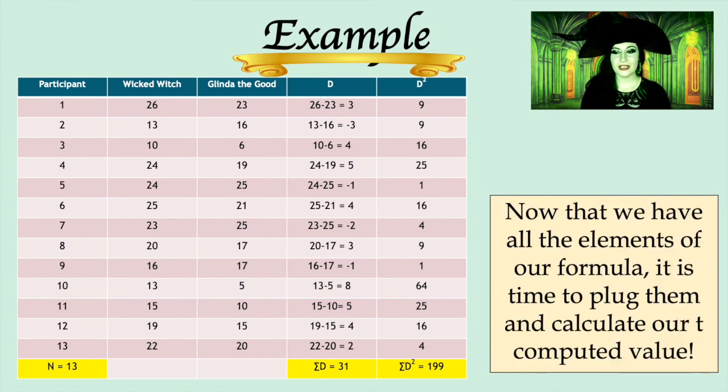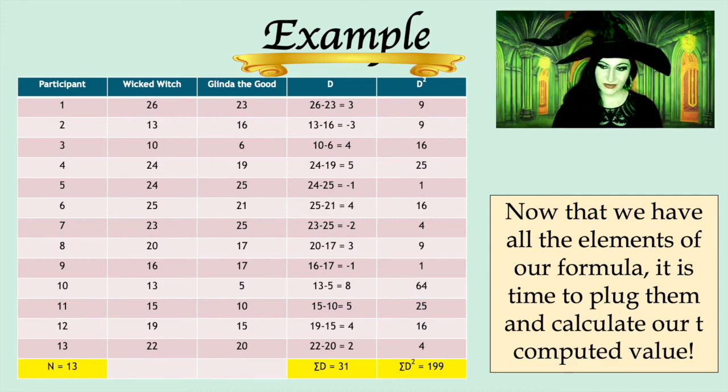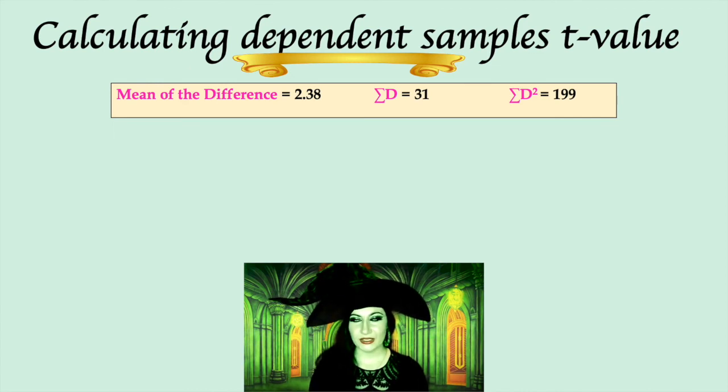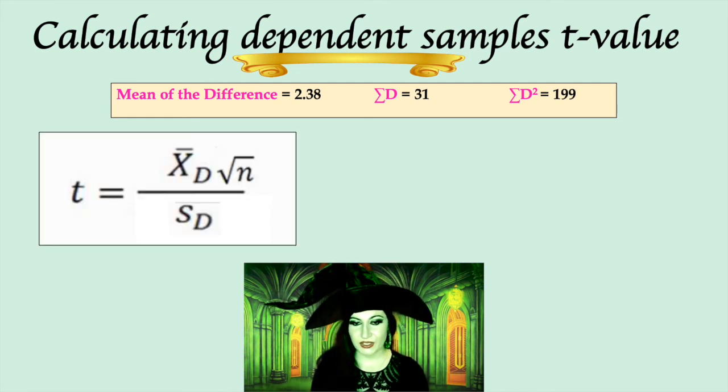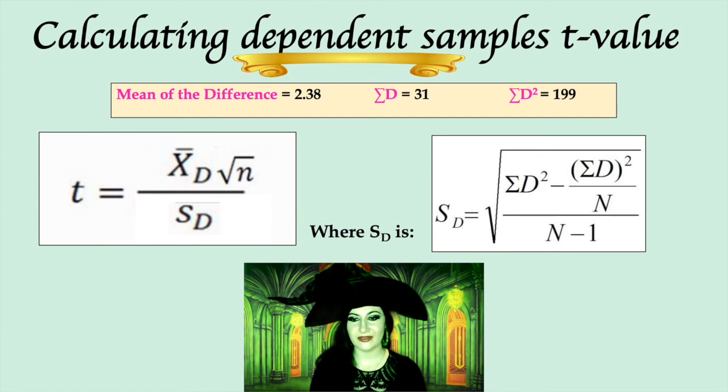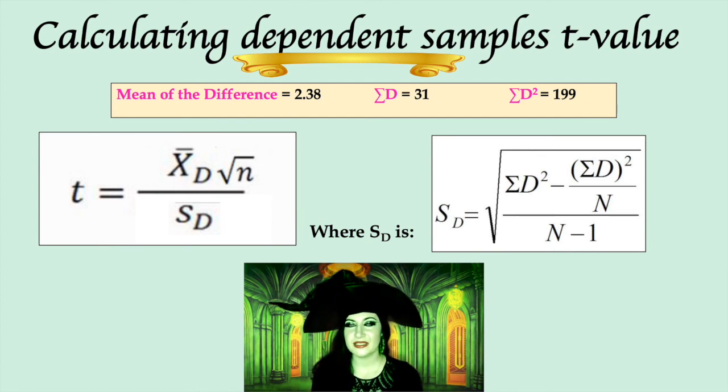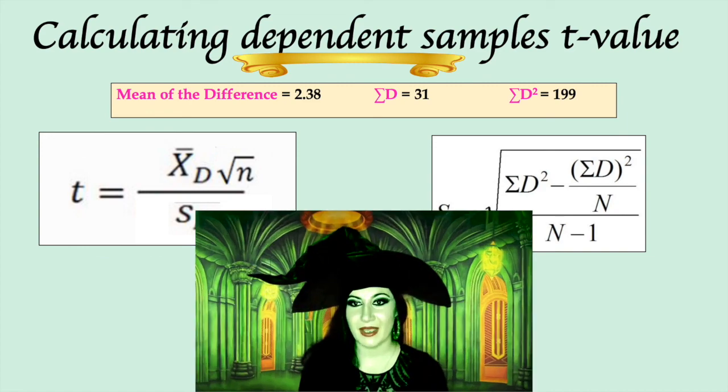So now that we have all of the elements of this formula, we can plug them in and calculate our t computed value. So here are the values that we've just calculated: the average, the sum of d, and the sum of d squared. Here's what that formula looks like once again. We have the average of the difference, which is 2.38. We know that n is 13, so we're going to multiply by the square root of n. But the standard error of the difference is the part that we actually haven't calculated yet. So it is equal to the square root of the sum of d squared minus the sum of d, squared over n, all over n minus 1.